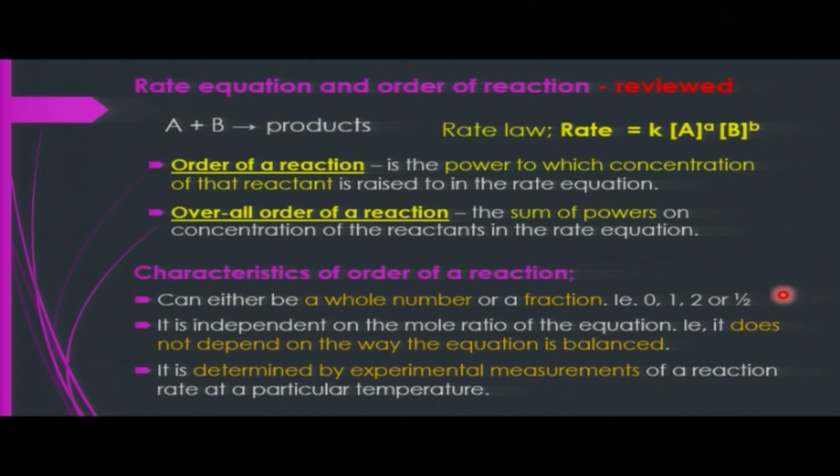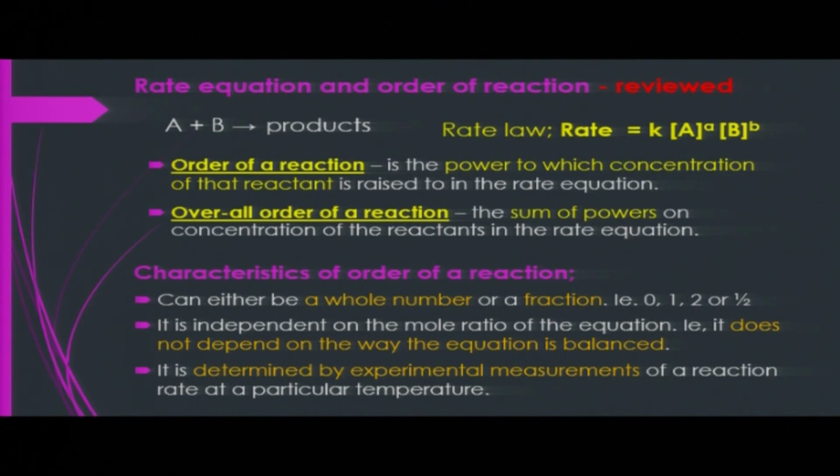And we ended on the characteristics of the order of a reaction, whereby we said it can be a whole number. It can be 0, 1, 2, or a fraction. And it does not depend on how you balance the equation. Maybe this is 1, 1, so a will be 1 or b will be 1. No, it is experimentally determined. It comes as a result of experimental analysis.